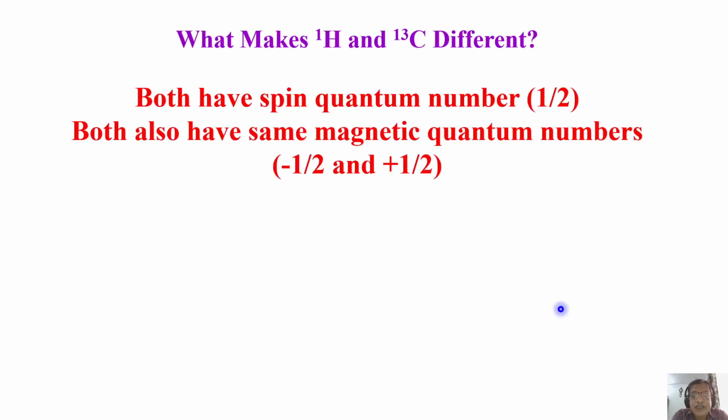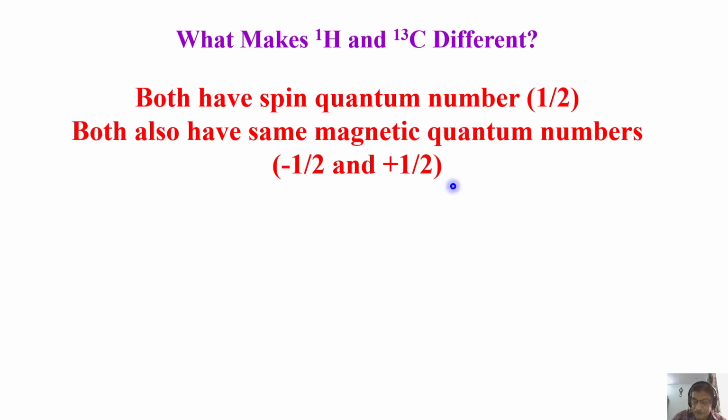Consider proton and carbon 13. Why are they different? Because as far as the spin quantum number I is concerned, it is the same. Both are spin half nuclei. What is the magnetic quantum number for both of them? m is minus half, plus half. Both have the same quantum numbers. m is the same for both nuclei. Then what makes it different?